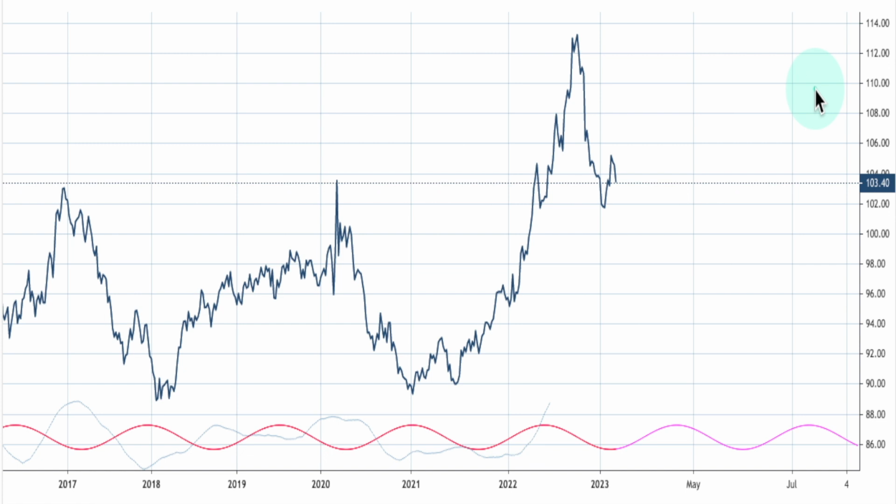Hey guys, today's Saturday, March the 18th of 2023, and I want to do an in-depth analysis on the dollar. So without any further delay, let's get into it. So as you can see, this is the weekly closes on the dollar.